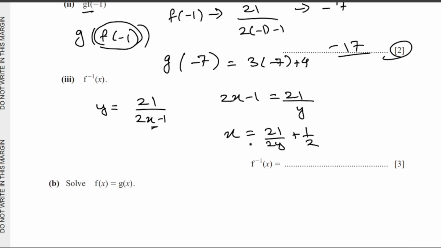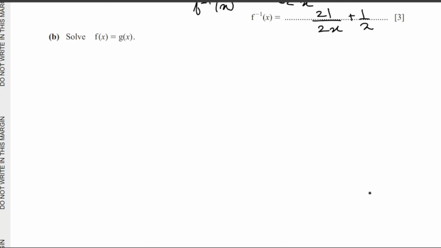And now what you need to do is change f(x) into f inverse of x and change y into x, right? So the answer would be 21 over 2x plus 1 over 2.